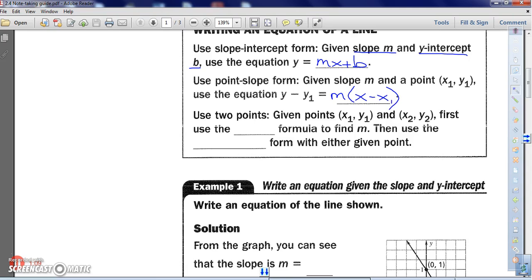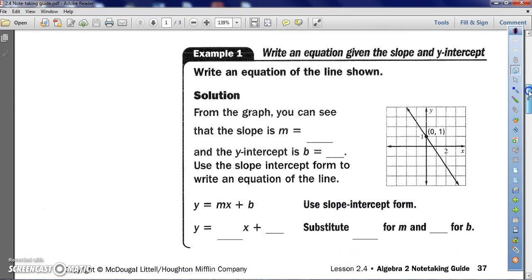And in the third situation, if I know 2 points the line goes through, well, we know how to calculate the slope. So first, we're going to use the slope formula to find the slope m. Then I can use the point-slope form, once again, to write the equation of the line. Now in this situation, I actually have 2 points. I'm only going to use one of the two. It doesn't matter which one you pick, but you're going to plug that into the point-slope form to find your equation.